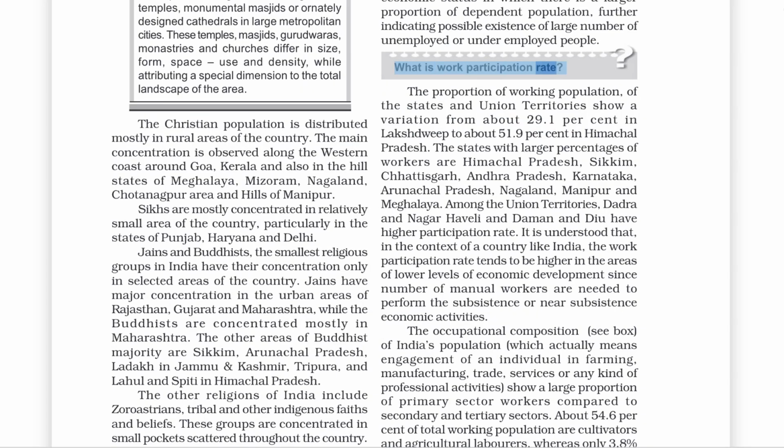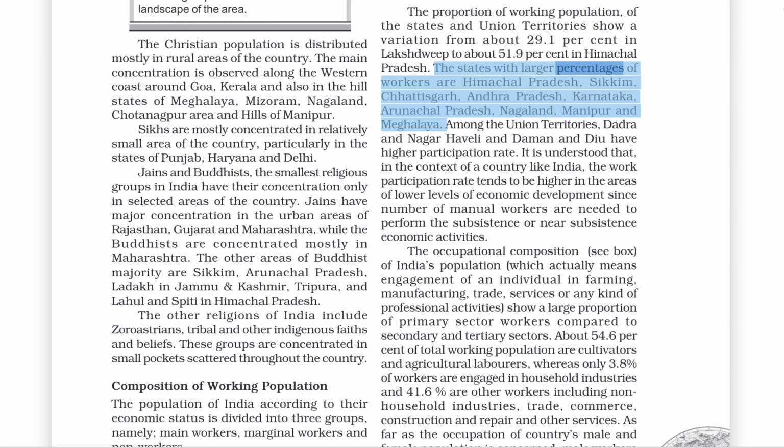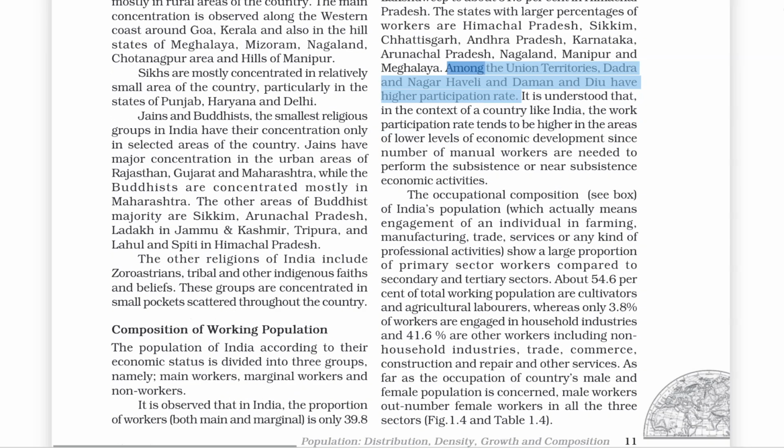What is work participation rate? The proportion of working population of the states and union territories show a variation from about 29.1% in Lakshadweep to about 51.9% in Himachal Pradesh. The states with larger percentages of workers are Himachal Pradesh, Sikkim, Chhattisgarh, Andhra Pradesh, Karnataka, Arunachal Pradesh, Nagaland, Manipur and Meghalaya. Among the union territories, Dadra and Nagar Haveli and Daman and Diu have higher participation rate.